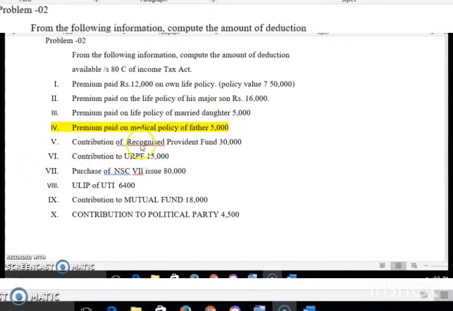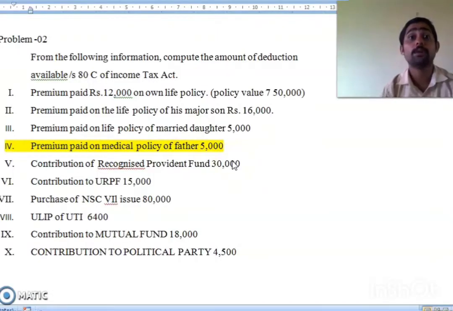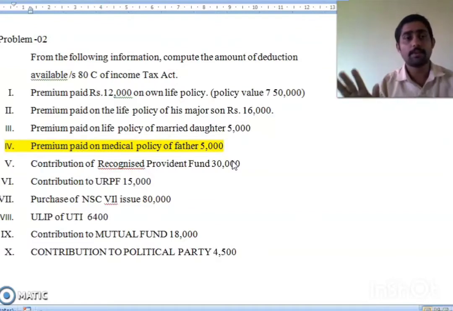Next one, contribution to recognized provident fund. All kinds of provident funds are eligible for deduction except URPF. So this you have to remember. Contribution to the PF fund will be considered for taxation purposes. It may be recognized, it may be any other kind of fund other than URPF. URPF we cannot consider. RPF means recognized provident fund. We are considering this item. The whole 30,000 is eligible.